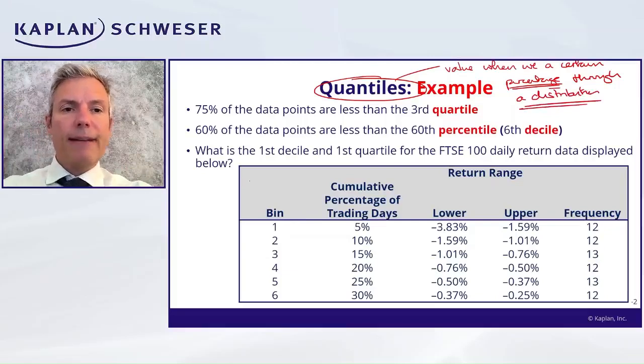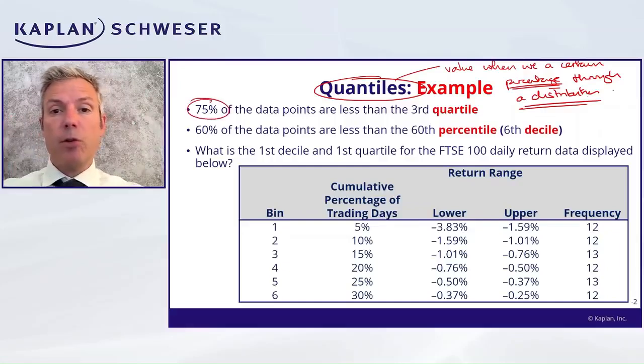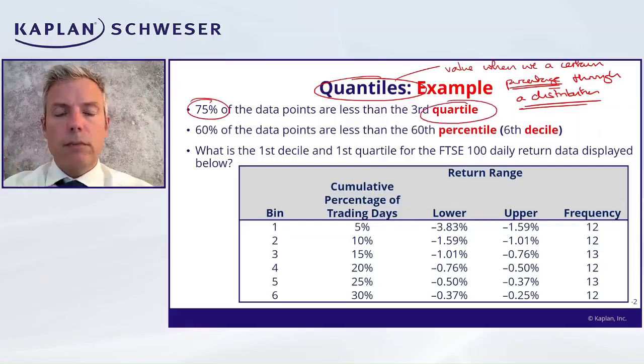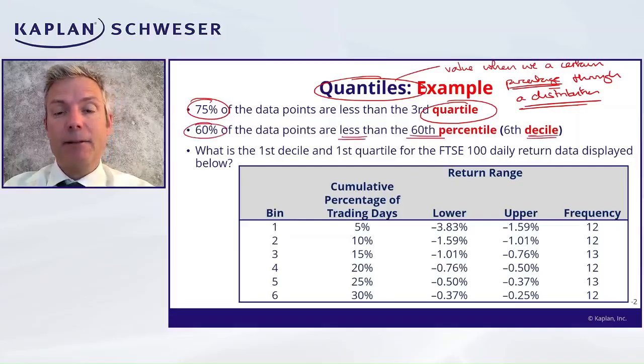So for example, the 75th quantile would be 75% of the way through the data. That's also referred to as the third quartile, where one quartile is 25% of the data. We don't have to work in 25%, we can work in 10%, like deciles, for example. 60% of the data points are less than the 60th percentile.